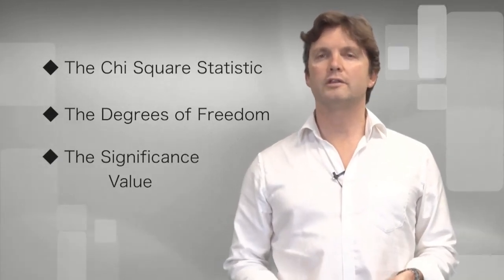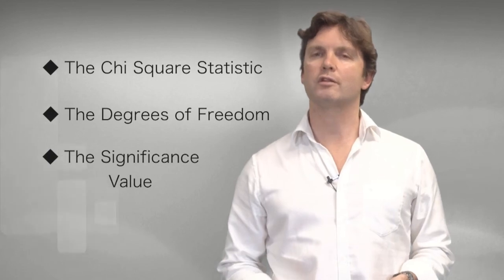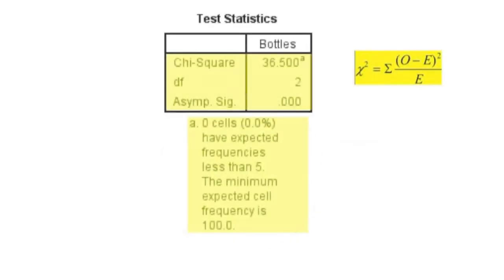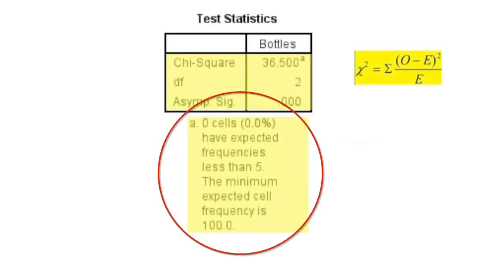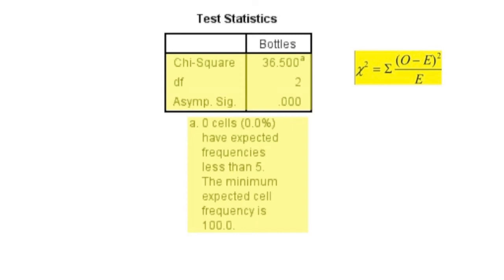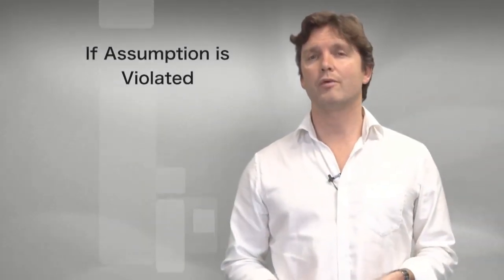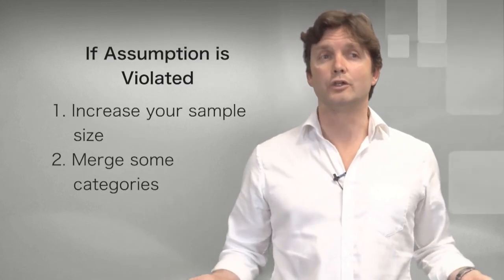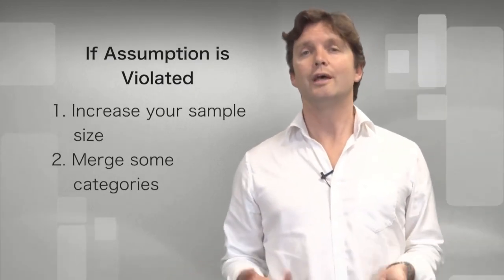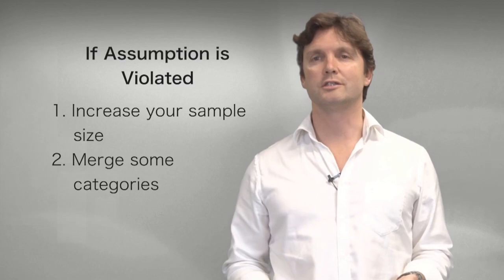Now, the note below the test statistics table informs us that 0% of the categories had expected frequencies below 5. So the expected frequencies assumption has not been violated. If the assumption is violated, if your expected frequencies are below 5, our best recommendation is to, one, increase your sample size, or two, think about combining or merging some categories.